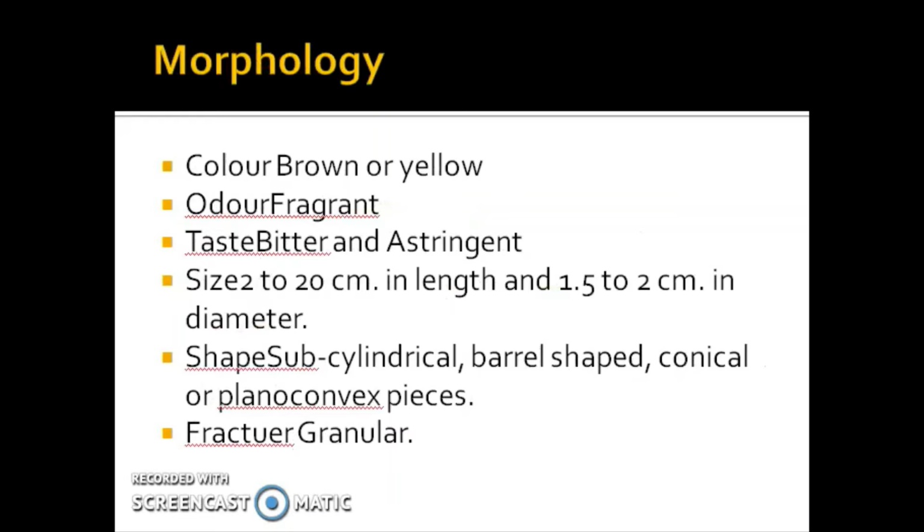Color brown or yellow. Odor is fragrant. Taste is bitter and astringent. Size 2 to 20 cm in length and 1.5 to 2 cm in diameter. Shape subcylindrical, barrel shape, conical or plano-convex. Fracture granular.